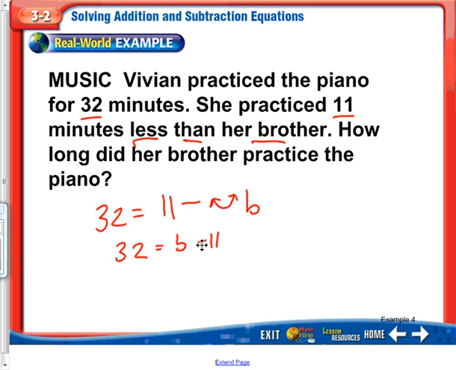Again, I want to focus on the side with the variable. We're going to need to add 11 to both sides. Bring your variable down. B equals 43. And so we're going to want to write B equals 43 minutes.